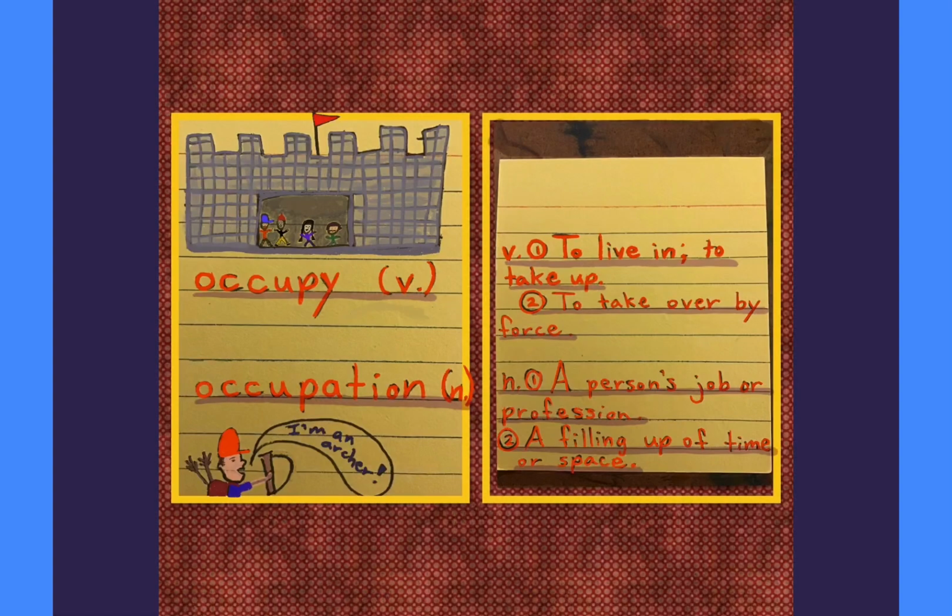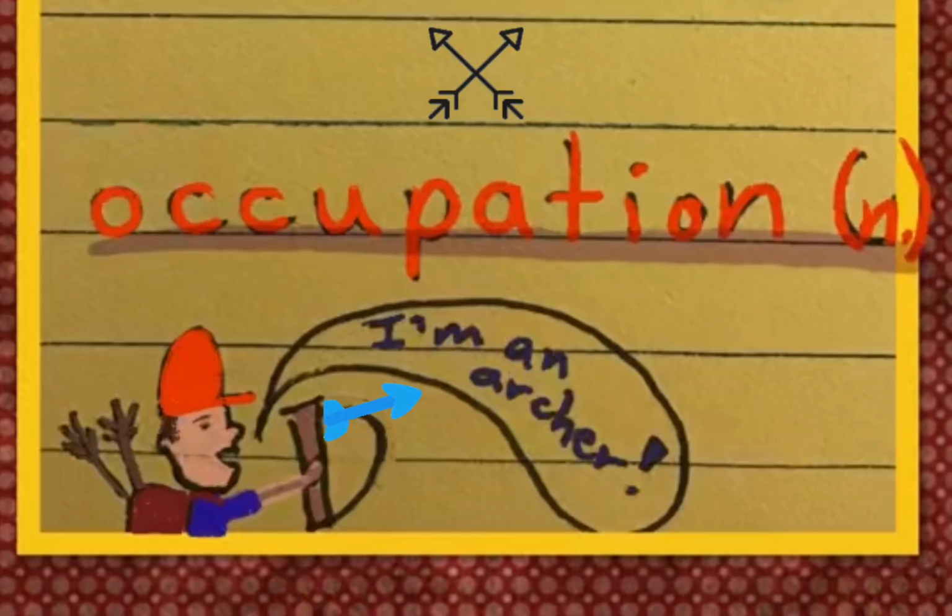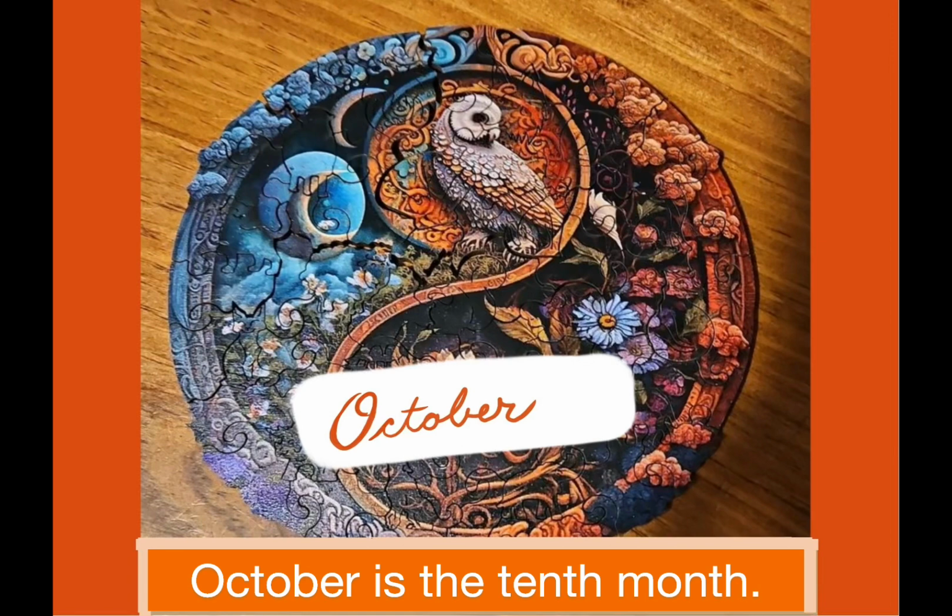To occupy means to live in or to take up, or to take over by force. An occupation is a person's job or profession, or a filling up of time or space. What's your occupation? I'm an archer. What month is it now? October is the 10th month.